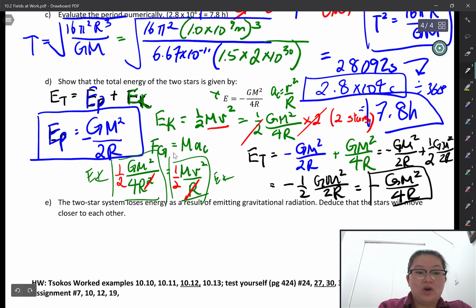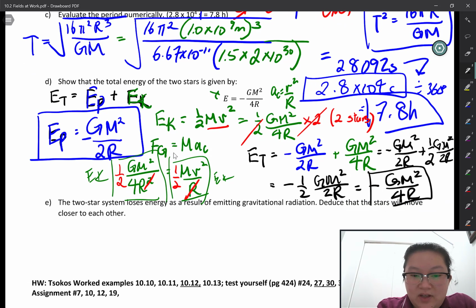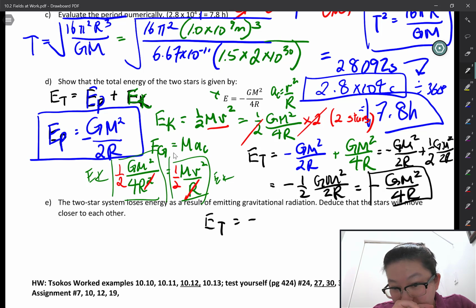Okay, wow, I bet this video is already very long. Sorry, guys. So, last question. The 2-star system loses energy as a result of emitting gravitational radiation. Deduce that the stars will move closer to one another.